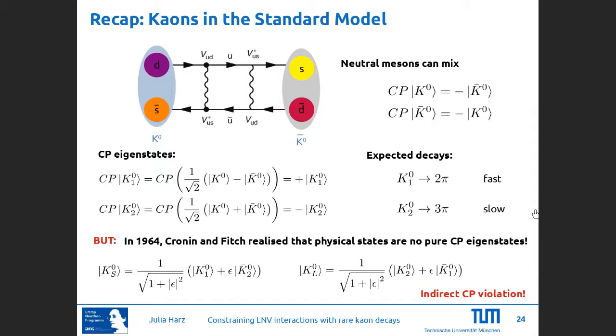Okay, but then in 1964, it was realized that not all K2 or K1 were only decaying in the way one was expecting, but that there was a kind of mixture. So there's a small indirect CP violation. There's a mixing between the CP eigenstates, such that this mixture of these 2 states, with this kind of indirect CP violation, was then called K short and K long, depending on the decay time of the kaon.